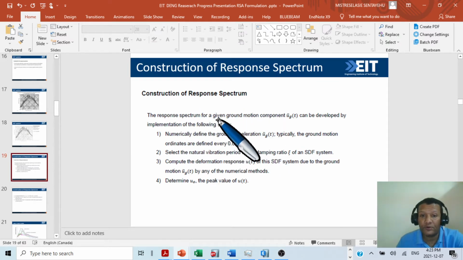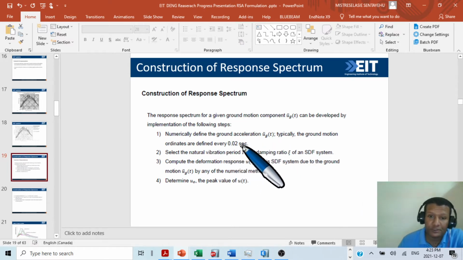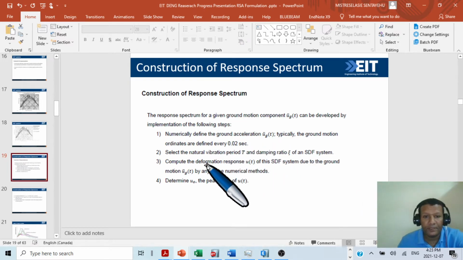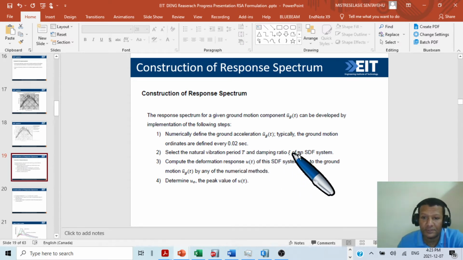The response spectrum for a given ground motion component ug, extracted from the USGS, PEER site or wherever, can be developed by implementing the following steps. First, numerically define the ground acceleration ug double dot. Typically the ground motion ordinates are defined every 0.02 seconds or whatever you want. Select the natural vibration period T and damping ratio, because T and damping ratio should be constant for that period to pick the peak response.